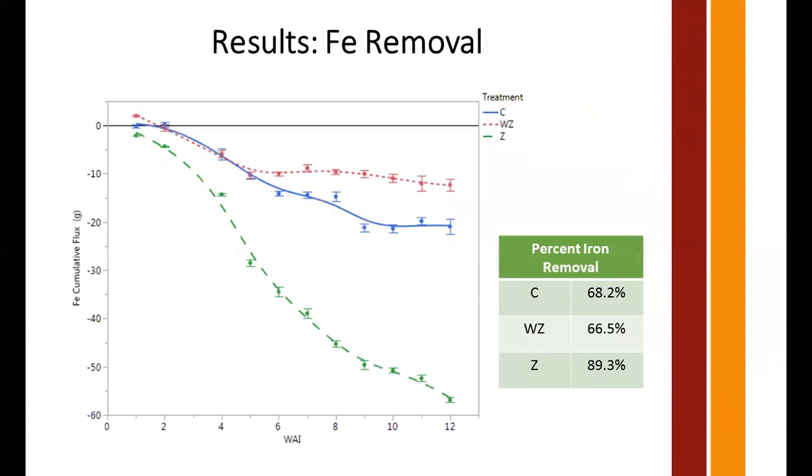Okay, iron removal. We injected iron into this experiment as a means for removing phosphorus. So we hoped to have no iron leaving the experiment. The zeolite tanks did a pretty good job with this. They removed 89% of the iron injected. The control and woodchip zeolite tanks also removed about 60% of this injected iron.